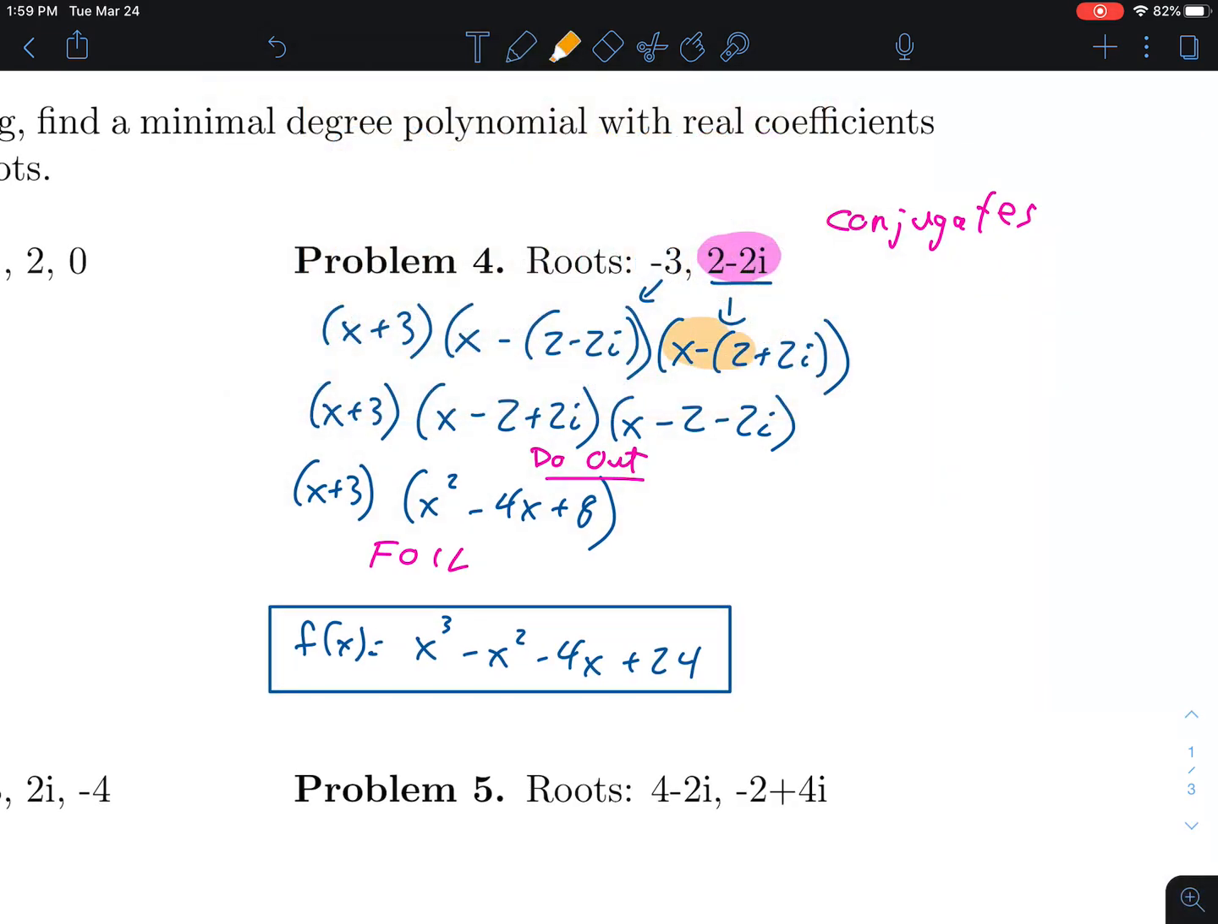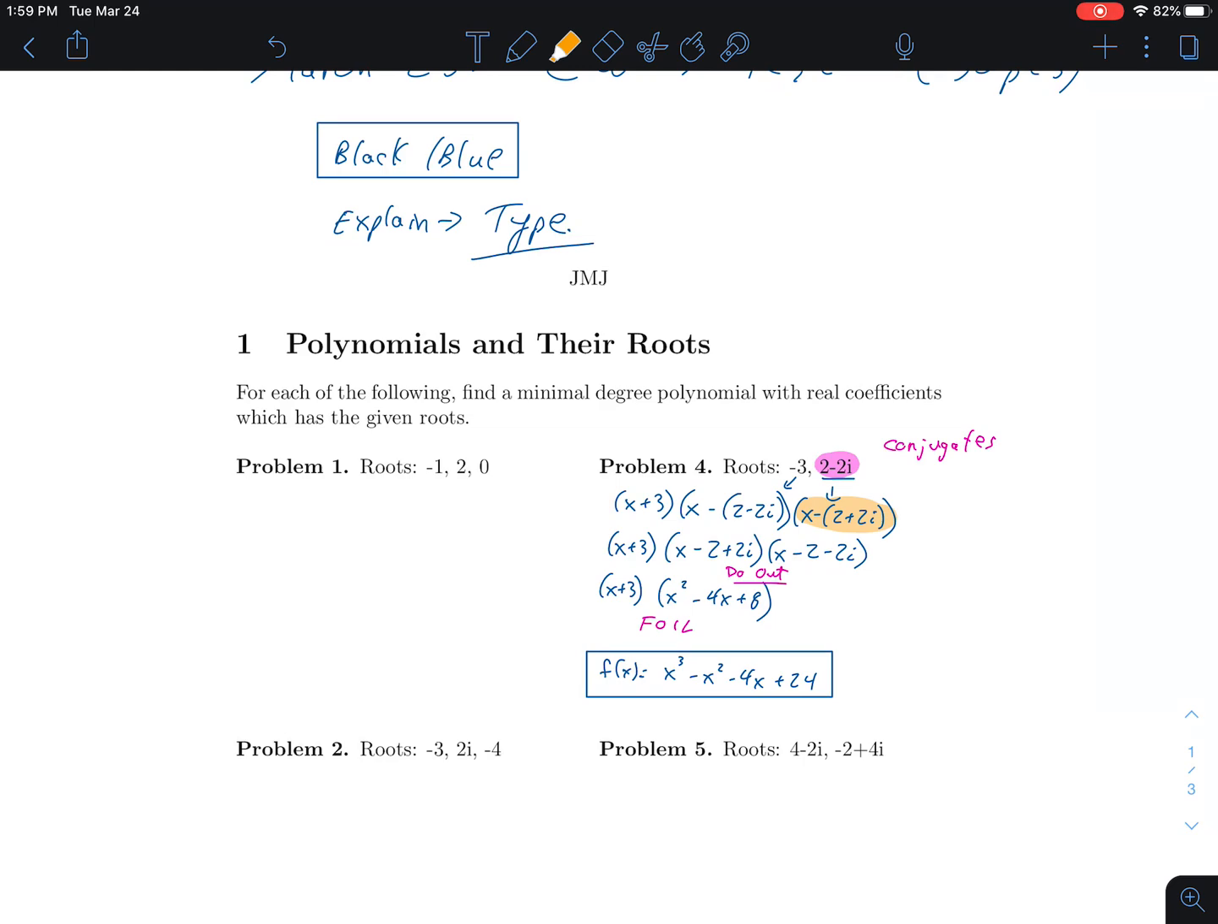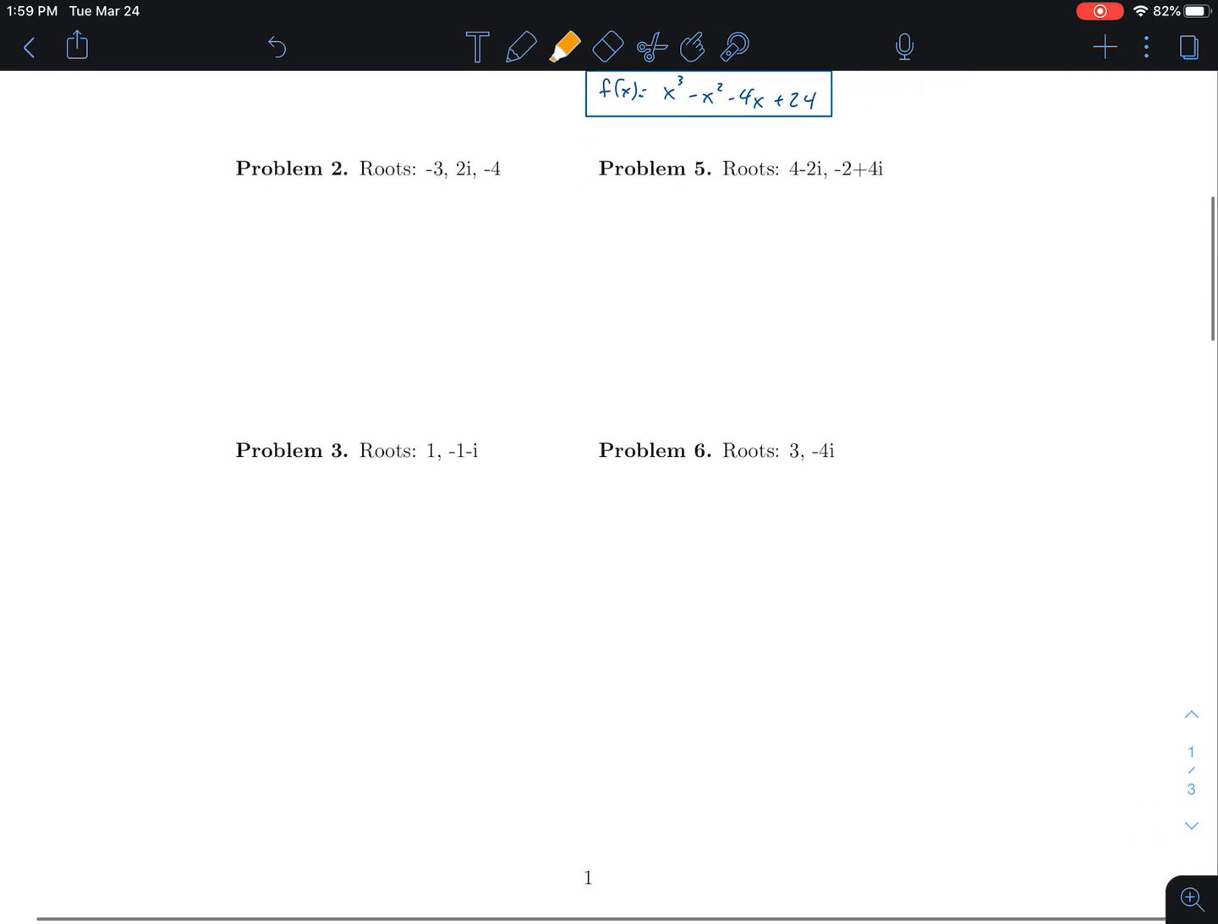And that's the important part here. We want to keep in mind that there's a conjugate that appears with any imaginary root, basically from the quadratic formula. All right, for the most part, you guys did pretty well on this stuff.